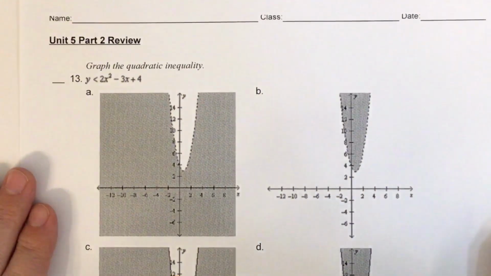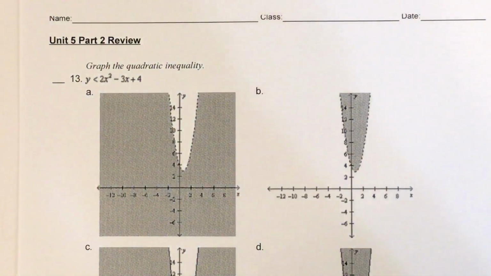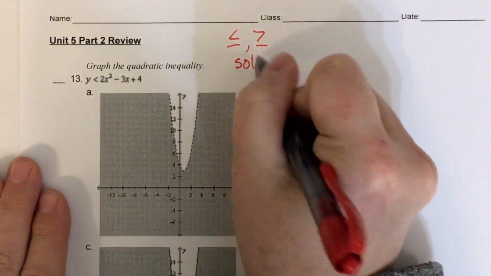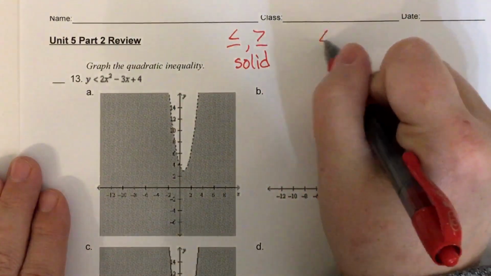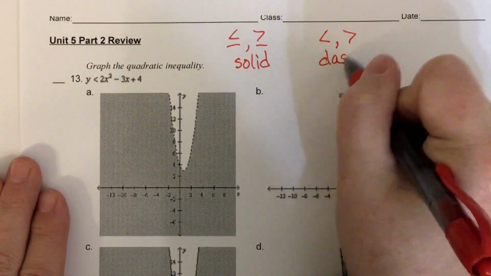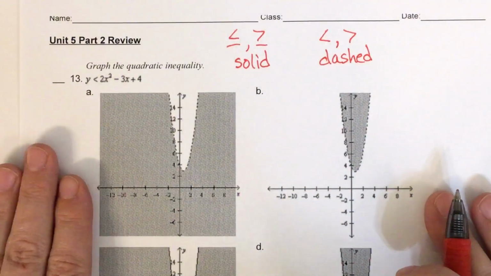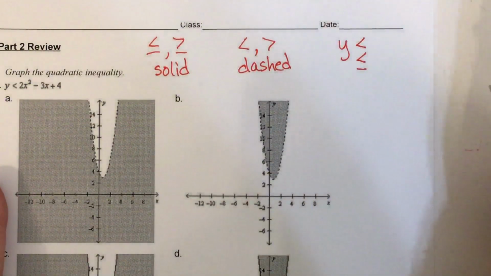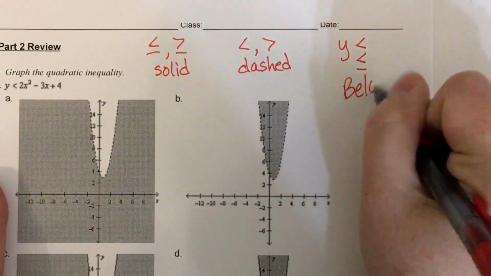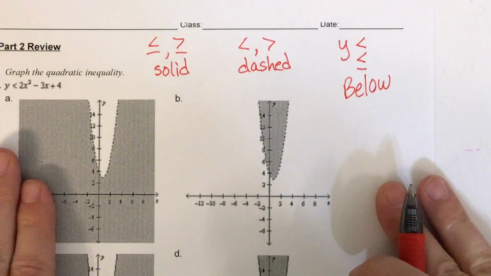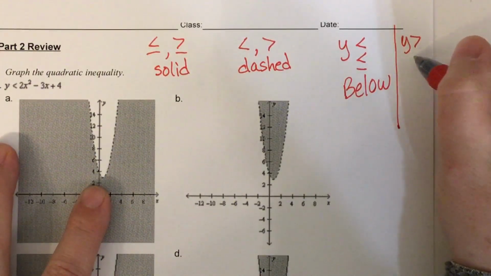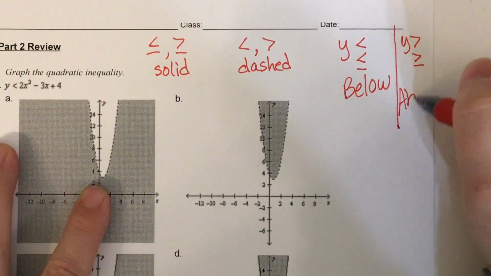Okay, this one's really easy. So it wants us to graph this inequality. So this is where you have to know how things are shaded. So first of all, if there is an equal sign, it is a solid graph. If there is no equal sign, it's a dashed graph. If it says y less than or equal to, the shading is below. And if it says y greater than or y greater than or equal to, the shading is above.